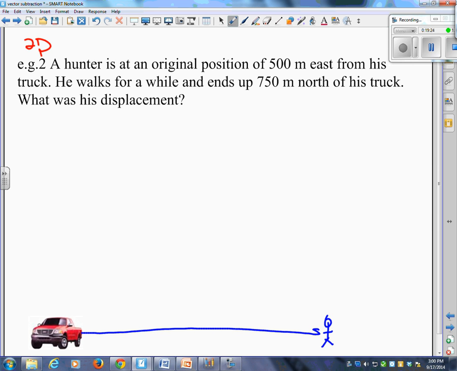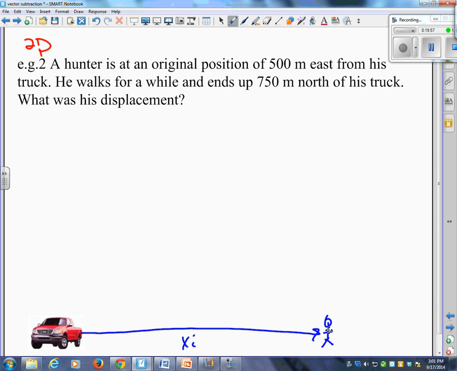Wouldn't his original position be his truck? No. So he's out in the bush somewhere? Someone drove his truck. Really good point. Do we care what likely happened? He likely parked his truck there, walked to there. We don't care. The question says that's where he is when he starts. We're only talking about this small little window of time. I don't care if aliens abducted him and dropped him 500 meters east of his truck. All I care about is that's where he is at the start.